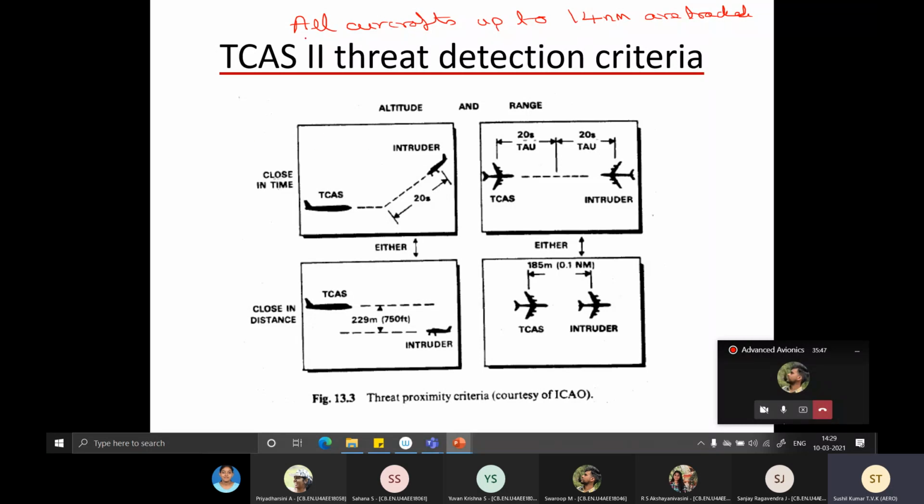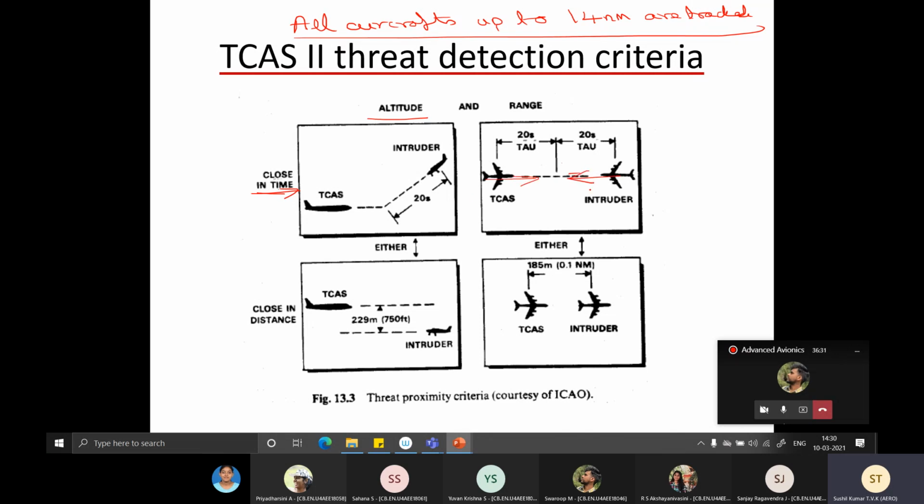So one of the references says that now they're going to track all aircraft up to 14 nautical miles. If you look at this slide carefully, if it is closing in time and altitude, and in the next 20 seconds, as I was telling you, there is going to be a collision, then a threat is generated by the RA. The other possibility is in time. It's going to be a mid-air collision.